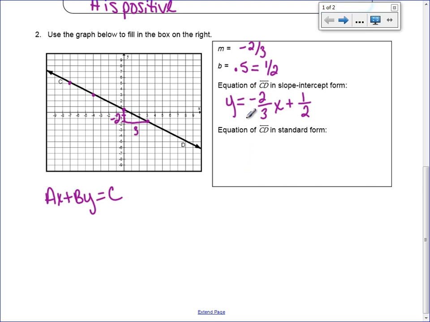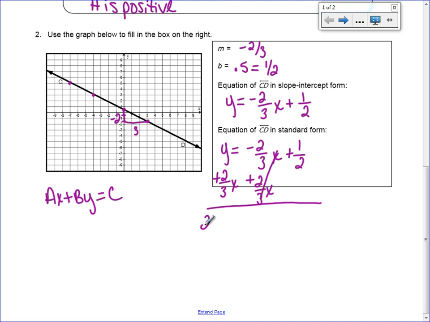So I need to get this negative 2/3 x over here with the y, which means, let's rewrite it so that I can show you what I'm doing step by step. If I want to move this negative 2/3 over, I'm going to add 2/3 x so it cancels on one side so I can move it to the other side. And I'm going to put my x term first, so I have 2/3 x plus y equals 1/2. Well, I'm good with one thing. The number in front of my x, a, is already positive, so I've taken care of that part.